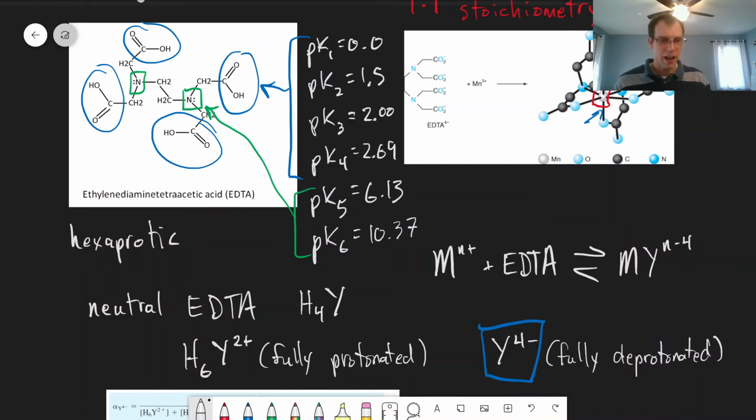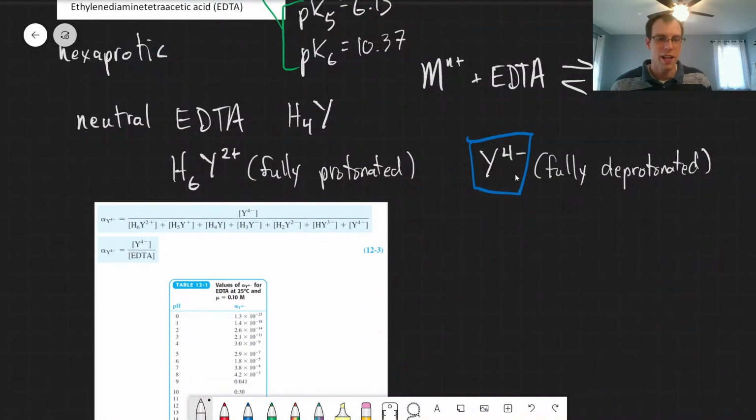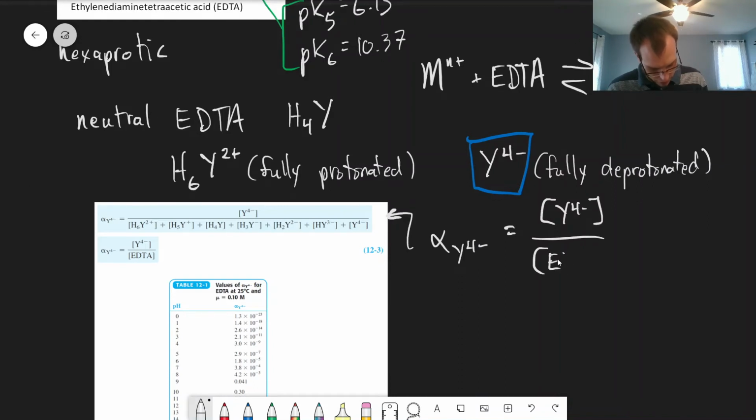So we define the fraction of EDTA in the different forms. We specifically look at alpha Y4-. So alpha here means the fraction of molecules in the Y4- form. And that's actually defined in this equation right here. So it's just the concentration of Y4- divided by the concentrations of all the other possible forms of EDTA, so H6Y2+ down to Y4-. And a simpler way to abbreviate that is in the equation below, where the concentration of Y4- is divided by the total concentration of EDTA. Now, this value is pH dependent.